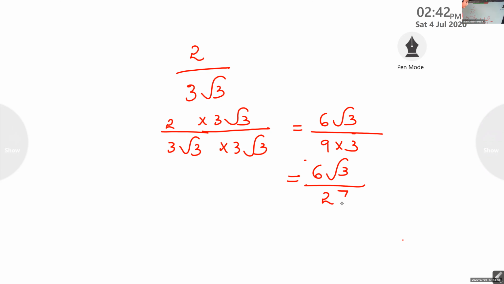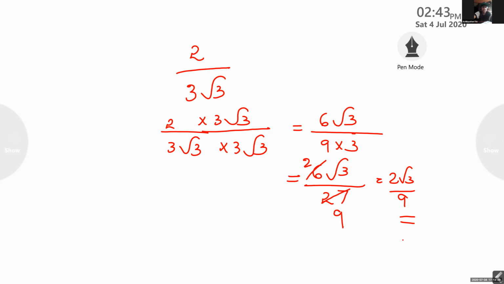Do you know how you got the answer? 3 into 3 is 9, and 9 into 3 is 27. Somebody asked me one doubt. We can cut that 27 and 6. Yes, 27 and 6. And what is the answer? 2 root 3 divided by 9. So here it is 2 and here it is 9. So 2 root 3 by 9.